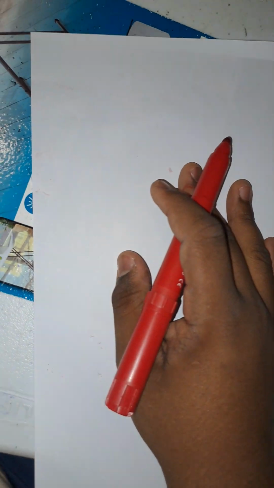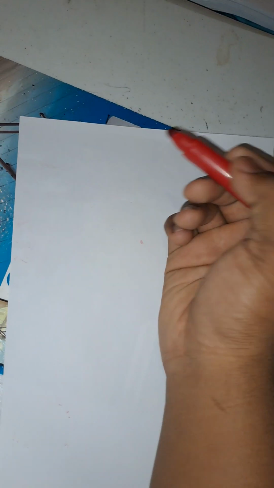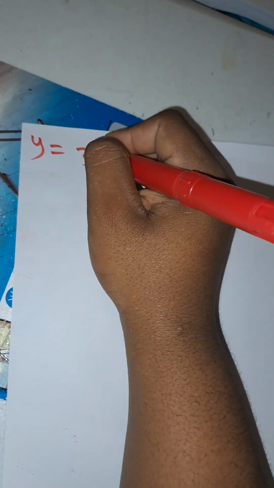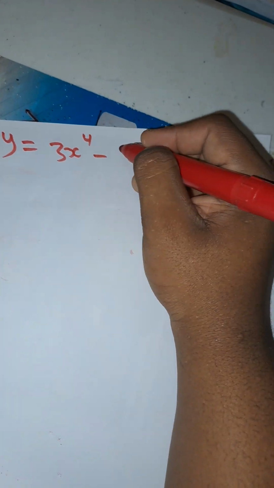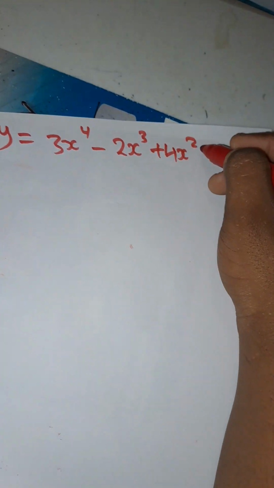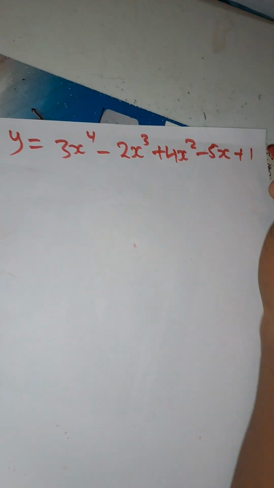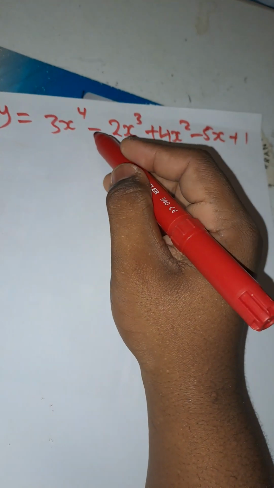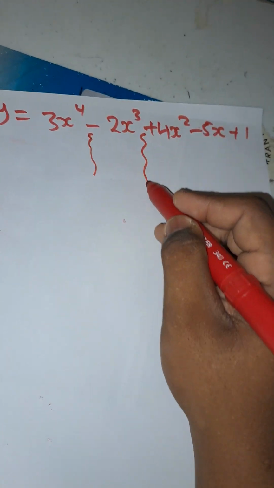Now I'm gonna do the long ones and just some easy equations. They're just derive this one. So it will be 3x to the power 4 minus 2x cubed plus 4x squared minus 5x plus 1. What are you gonna do there? Let's do this just to be safe.